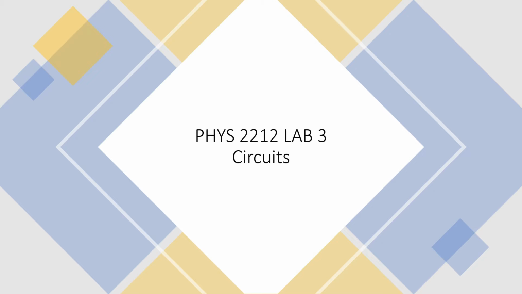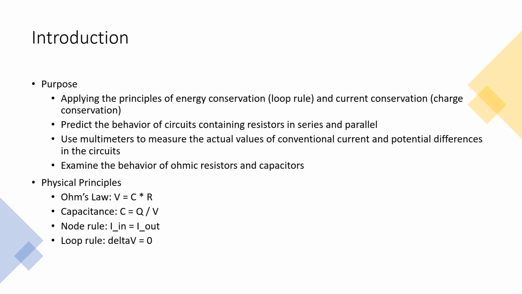This is Physics 2212 Lab 3, circuits. For this experiment, the purpose is to apply the principles of energy conservation, the loop rule, and current conservation, the charge conservation. We also need to predict the behavior of the circuits containing resistors in series and parallel.